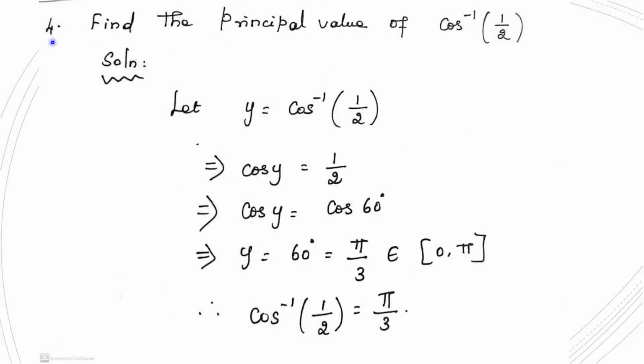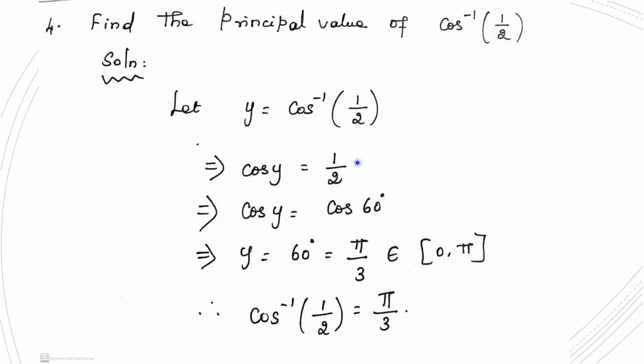Now we are going to see the fourth sum. Let us see the question. Find the principal value of cos inverse of 1 by 2. So this is what we are going to find. We are going to achieve this value as y. So in maths, we write let y equal to. When this cos inverse term moves to this side, it becomes cos y equal to 1 by 2.